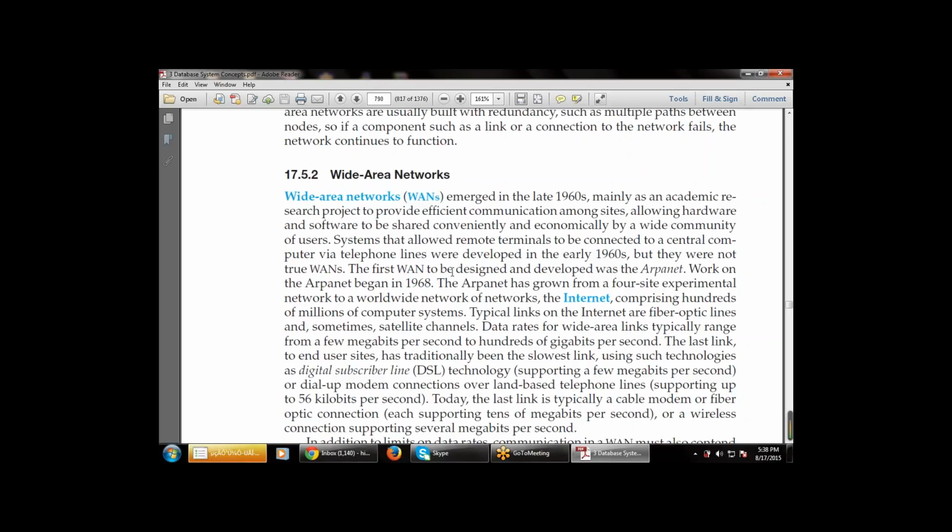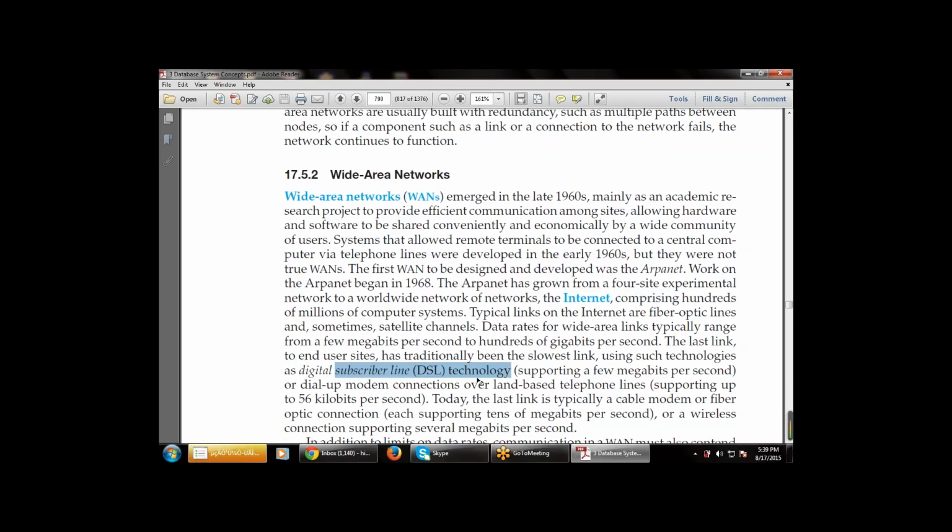Next is a WAN, a wide area network. This is beyond the geographical boundary. For example, the internet. Whenever we use the internet, that is a WAN, in which we can send data to another country, another department, another part of the world. That is a WAN, used through the internet.